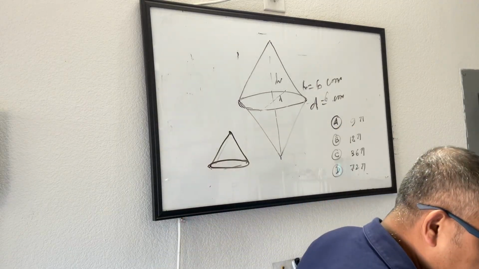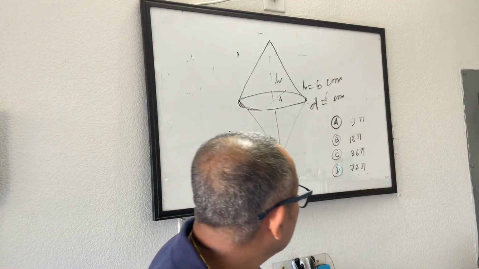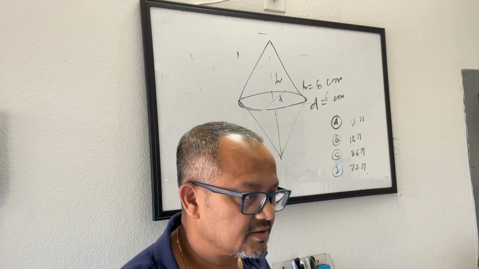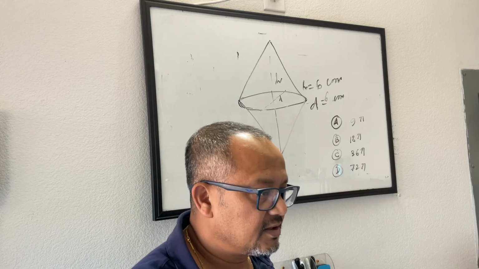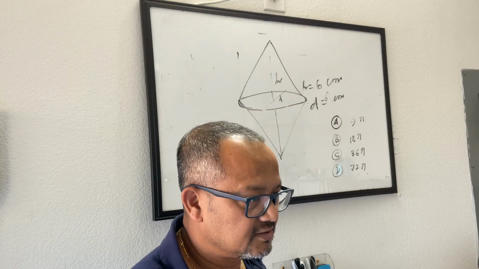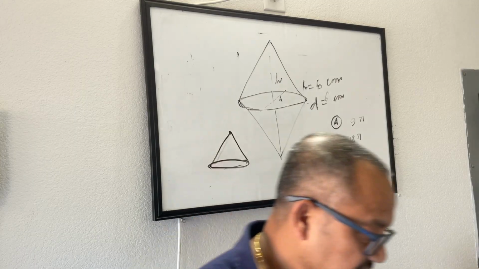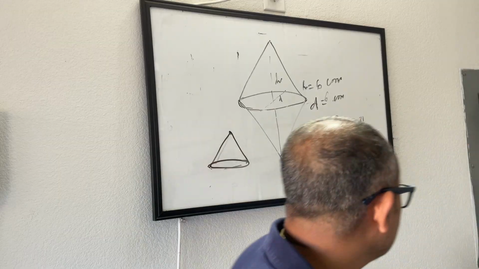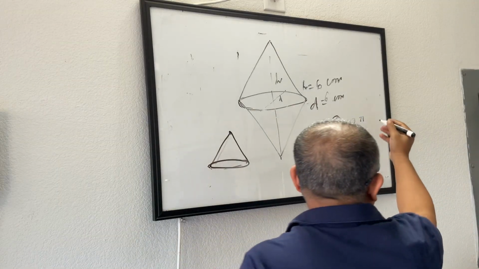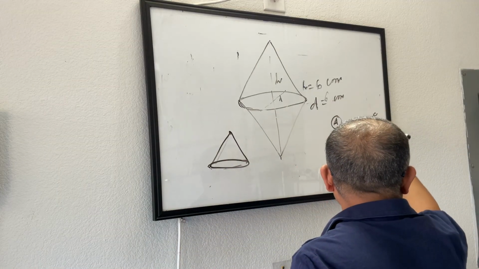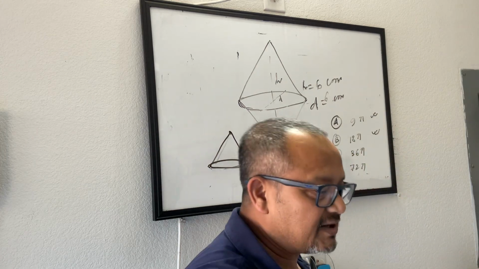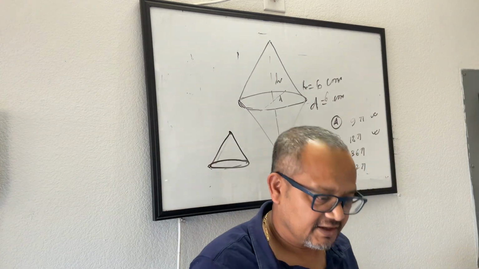Yes, Pranay? 9 pi. 9 pi, okay. Ritika? I got B. You got B? Okay, that's good. That is what is called unity in diversity. Two different approaches. We'll come to that. Okay? Anybody else?